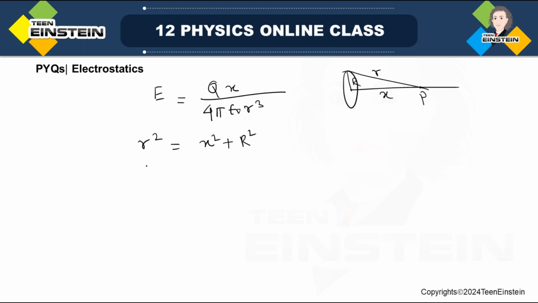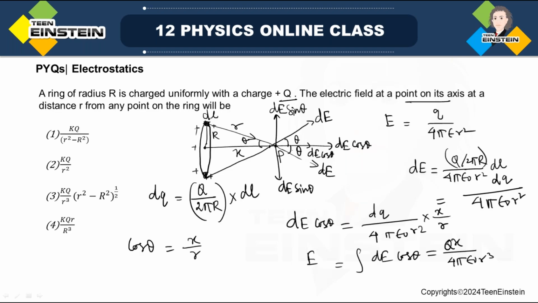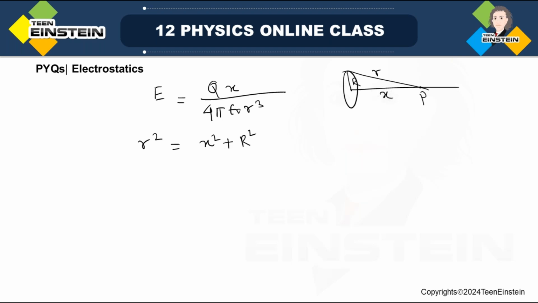Now see the options over here. Options are in terms of smaller r and capital R. That means I have to get rid of x. Okay, so get rid of x. So what I get, x square is equal to r square minus capital R square. Okay, so from here x is equal to square root of r square minus capital R square.